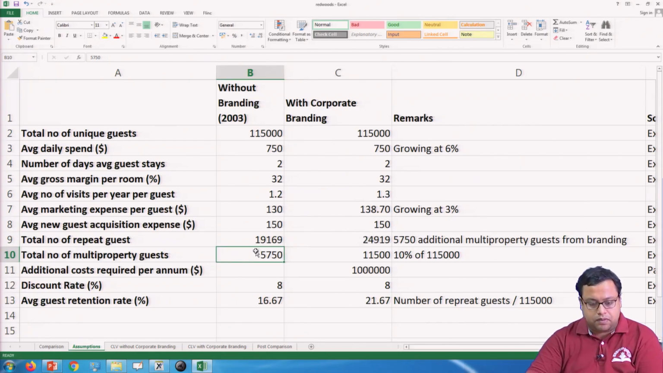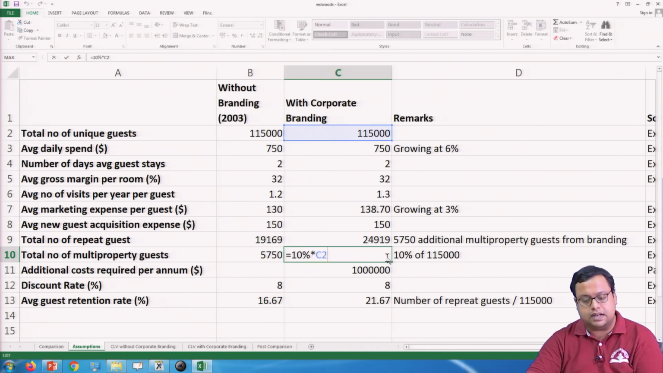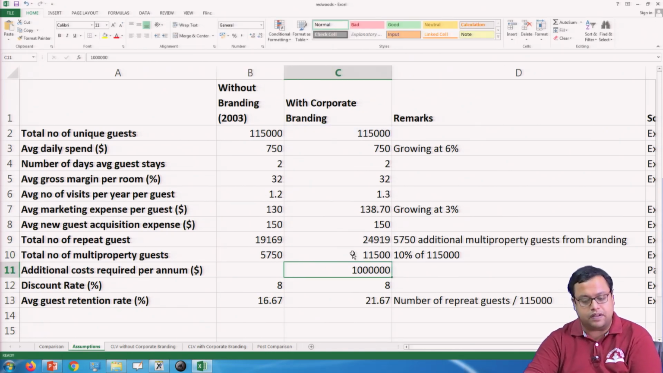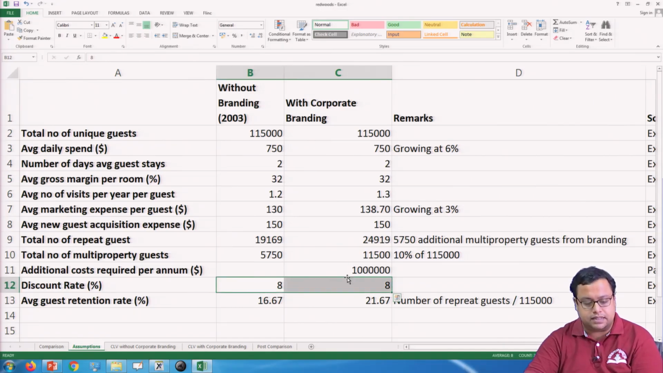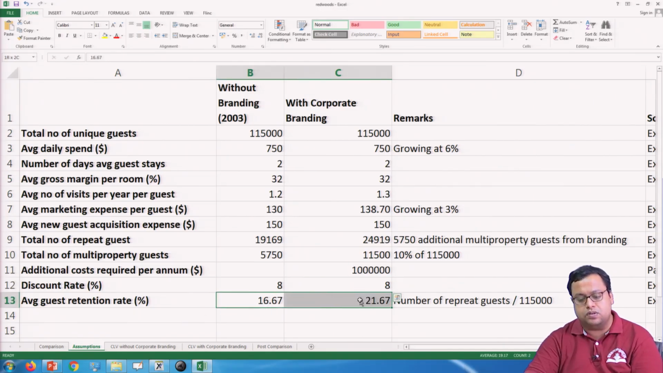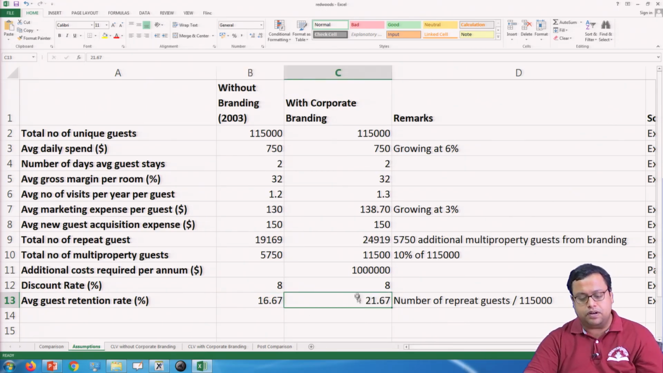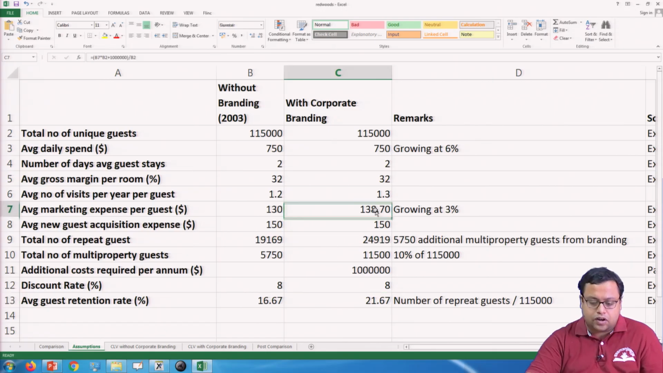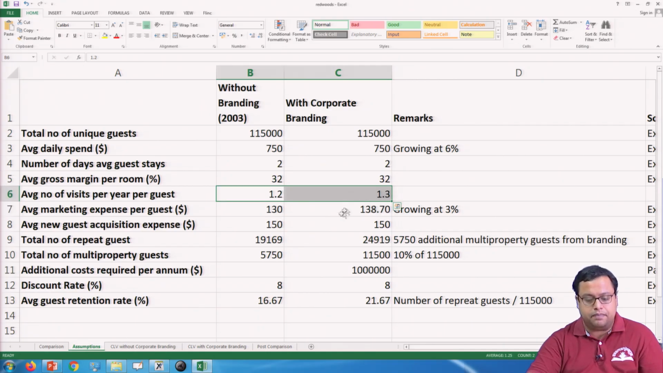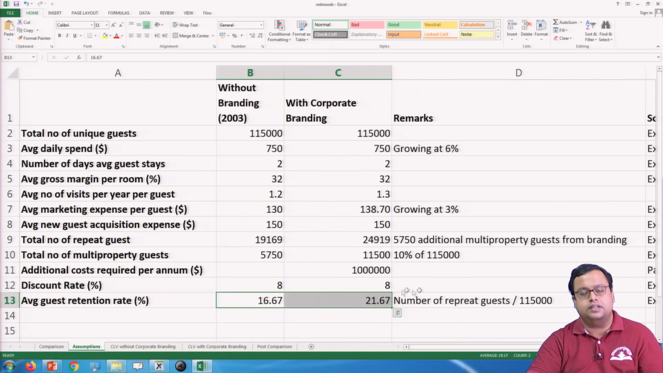What is the total number of multi-property guests? In this case it was 5750. This becomes 10%, so the additional is another 5750. The discounting rate we have assumed is 8%, and the average retention rate also goes up by 5%. Initially it was 16.67, and it becomes 21.267. The con is that marketing expenditure is going up, but the pros are that the average visits are going up, multi-property guests are going up, and the retention rate is going up.